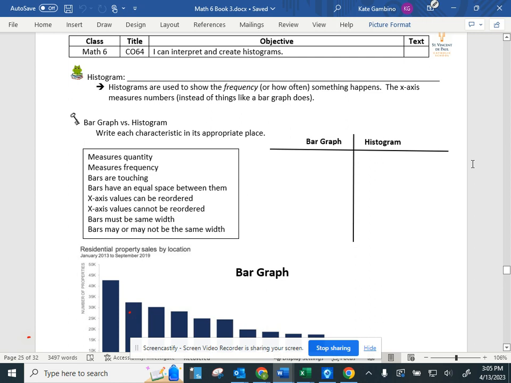Morning. Today we are continuing working with our graphs and how we're displaying our data. We are doing CO64. I can interpret and create histograms. So when we look at this page, we can see that there's the bar graph and there's the histogram, and they're similar looking, but there are definitely differences to them. So we're going to learn about those differences.